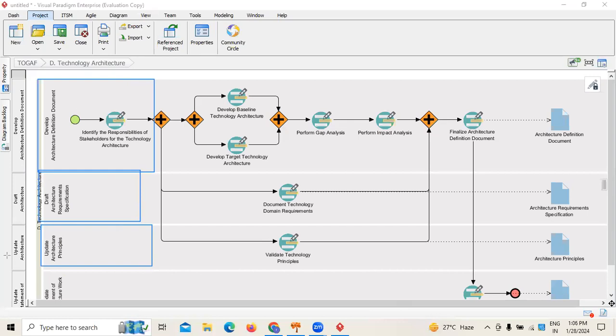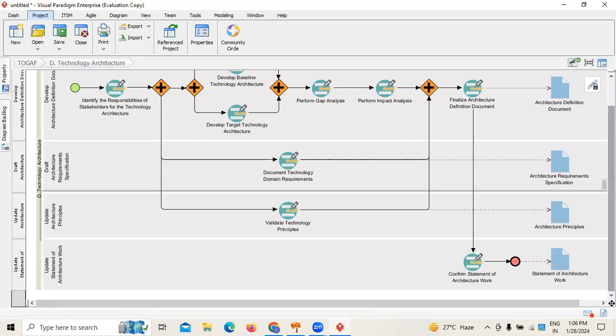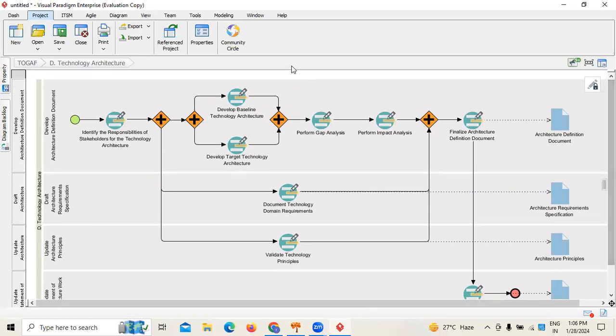Followed by this, we need a clear understanding of updating the stakeholders and the statement of architecture work, and all of this comes in four layers. So whenever we are trying to develop any kind of architecture from the technological perspective, these are the four different layers which we normally have. One is the development layer. Second is the architecture definition documentation. Then the architecture requirement specification, followed by architecture principles and so on.